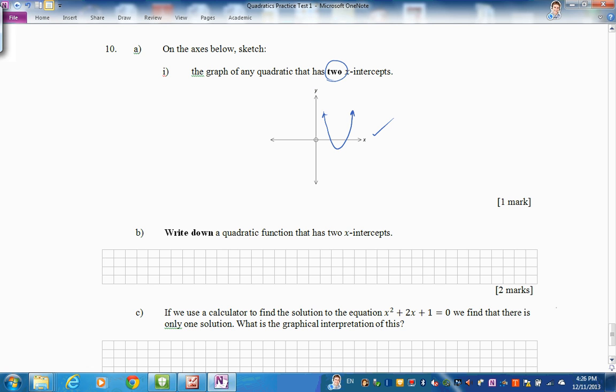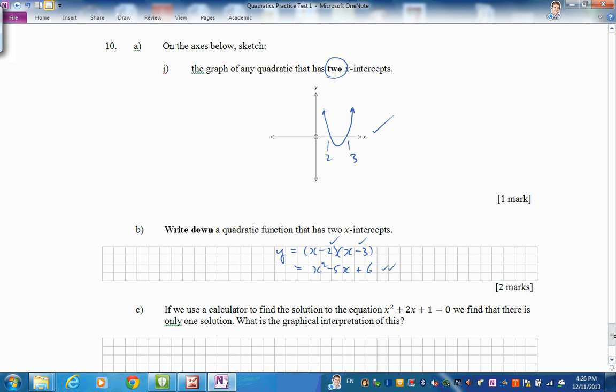1 mark for that. Write down a quadratic function that has 2 x-intercepts. y equals, what have I got there? (x - 2)(x - 3). If that's 2 and 3, then that's what the factors would be. That would do. Or I could expand it: x squared minus 5x plus 6. So for the 2 marks here, we've got to show that this is going to be able to produce two answers, so 2 factors or some function here that would give that graph. We have 2 intercepts here.